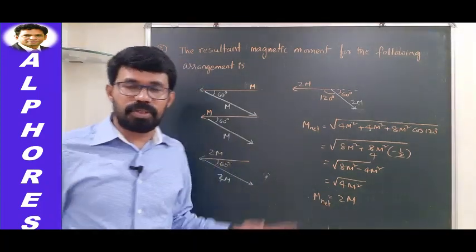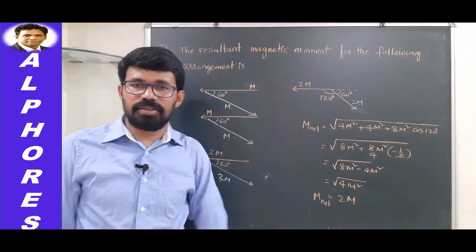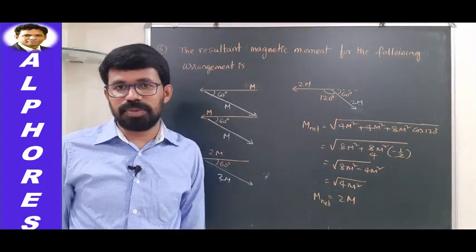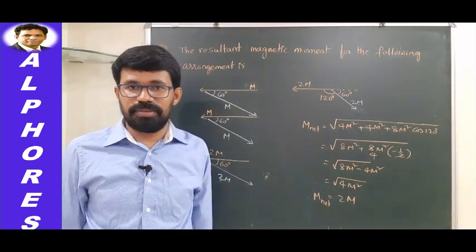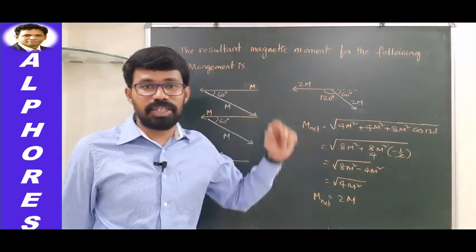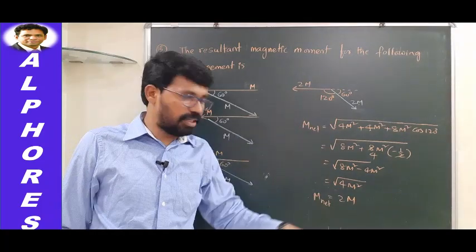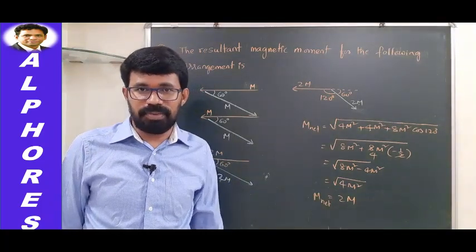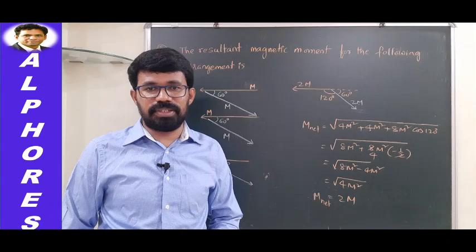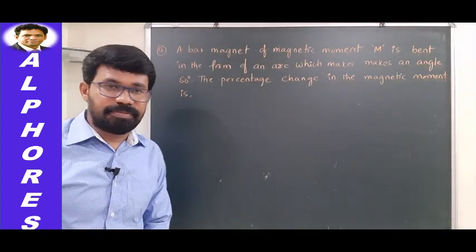But in the examination, you are supposed to do it within no time. Very quickly you are supposed to come to this conclusion. Just by looking at this diagram, immediately you have to identify that angle between those two vectors 2m and 2m is 120, and directly you have to proceed with the calculation. Okay, so let us try one more question. Let us try this question.